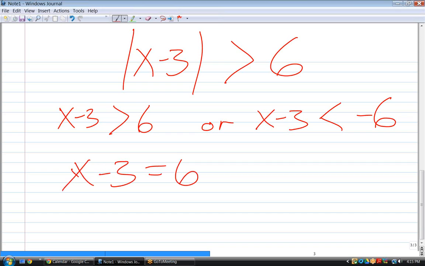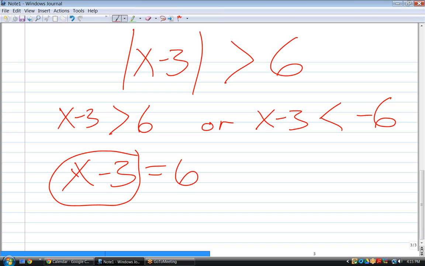I think by dividing it. No. You add. You don't divide. And the reason is because what's going on here? Subtraction. So you'd add negative or positive 3 to 6 and get x equals 9. Exactly.